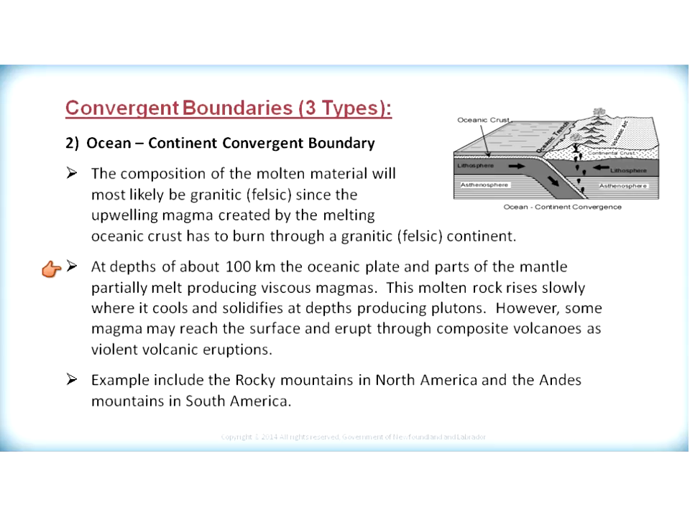However, some magma may reach the surface where it erupts to form composite volcanoes as violent volcanic eruptions. An example of this type of activity is seen along the ocean-continent convergent boundary located on the west coast of North America along the Rocky Mountains, and also in the Andes Mountains, which is located on the western portion of South America. Both the Rocky Mountains and the Andes Mountains result when the Pacific Ocean floor subducts beneath each of the two continents, North America and South America.